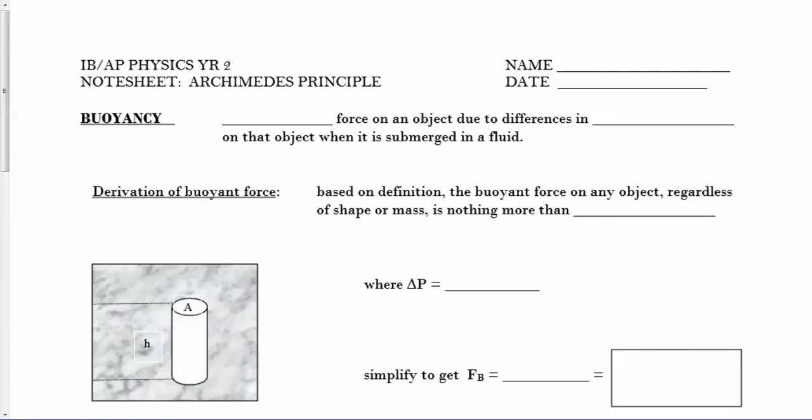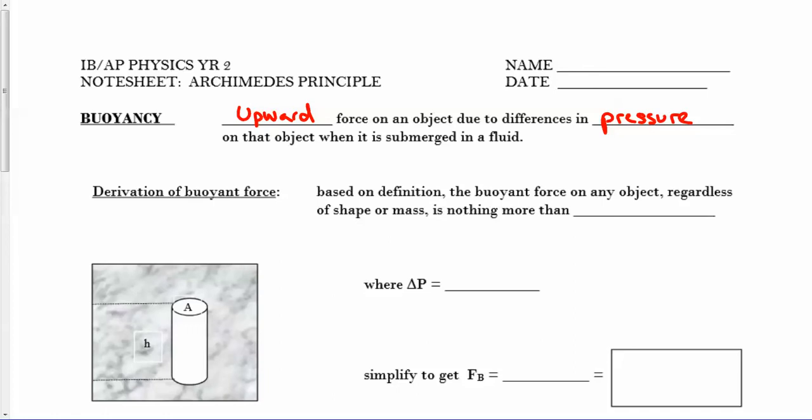Okay, so today's lesson is on Archimedes' principle, but before we get into Archimedes' principle, we have to talk a little bit about buoyancy. So what is buoyancy? Buoyancy is an upward force on an object that's due to a difference in pressure on that object when it's submerged in a fluid.